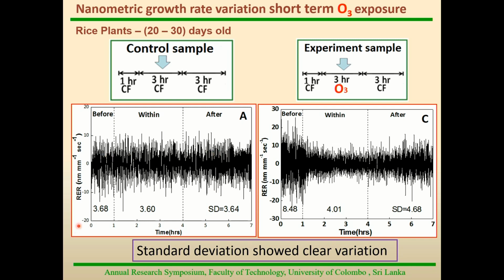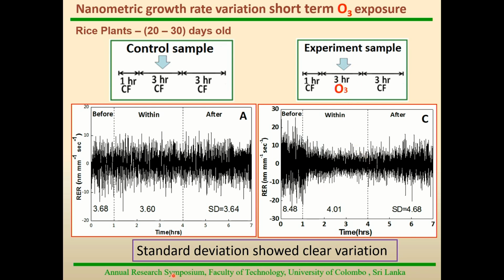So you can see the standard deviation variation. The standard deviation is almost equal in the 3 time stages in the control sample. But if you move to the experimental sample, we applied the charcoal filter for the first hour, ozone for the next 3 hours, and charcoal filter for the last 3 hours. You can see how ozone affects the fluctuation. There is a reduction in the fluctuation as a result of the ozone exposure.